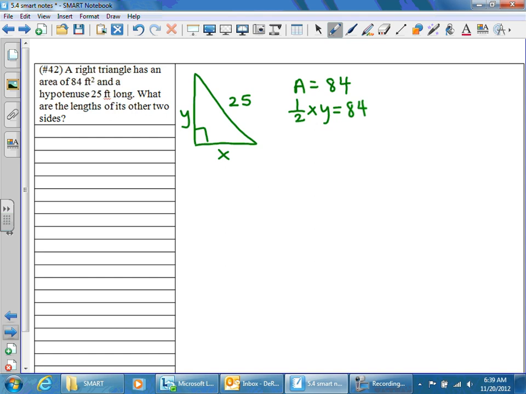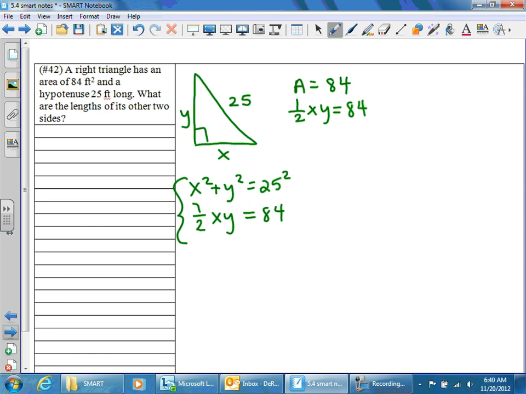Let's look at the right triangle. Good, the Pythagorean theorem. So I have x squared plus y squared equals 25 squared. And then my other equation we solved was 1/2 xy equals 84. So there's your 2 equations for your system.